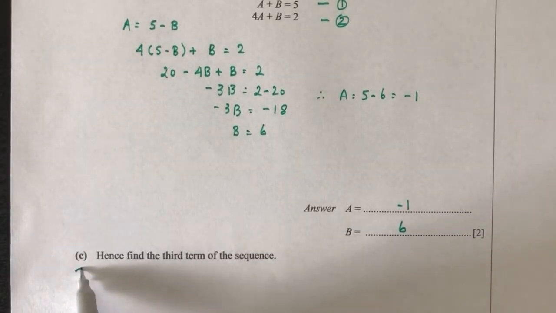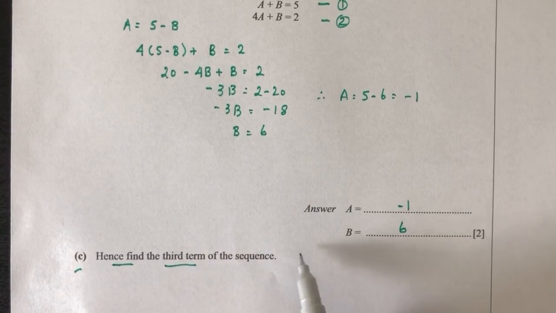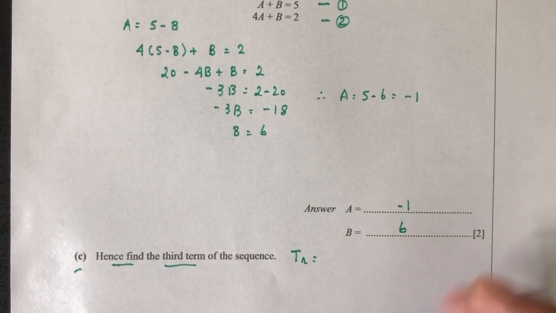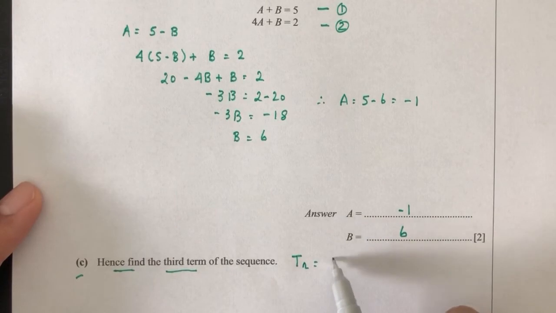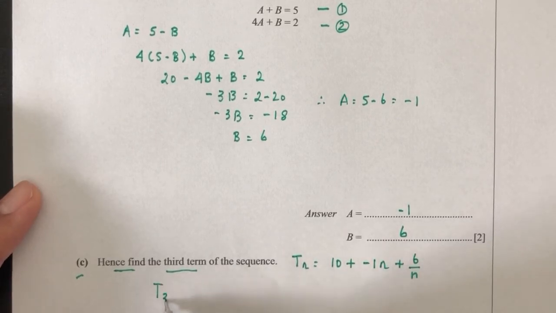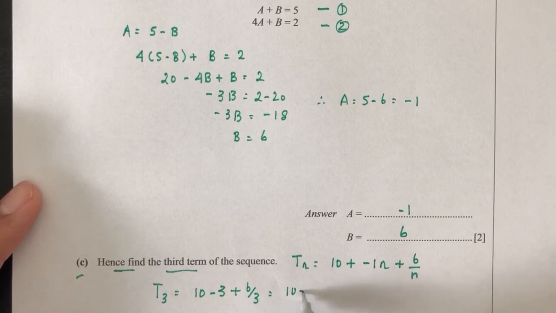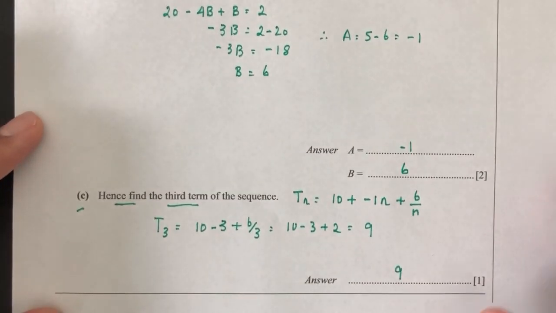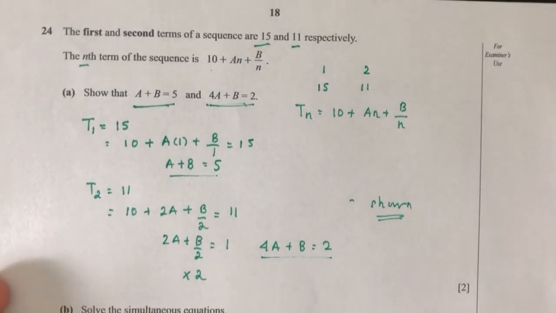Now, hence find the third term of the sequence. So we know that Tn is equal to 10 plus a, which is minus 1n, plus b, which is 6, over n. Find the value of the third term. 10 minus 3 plus 6 over 3. That will be 10 minus 3 plus 2. 7 plus 2 will be 9. 9 will be your answer for part C. And that is question number 24.